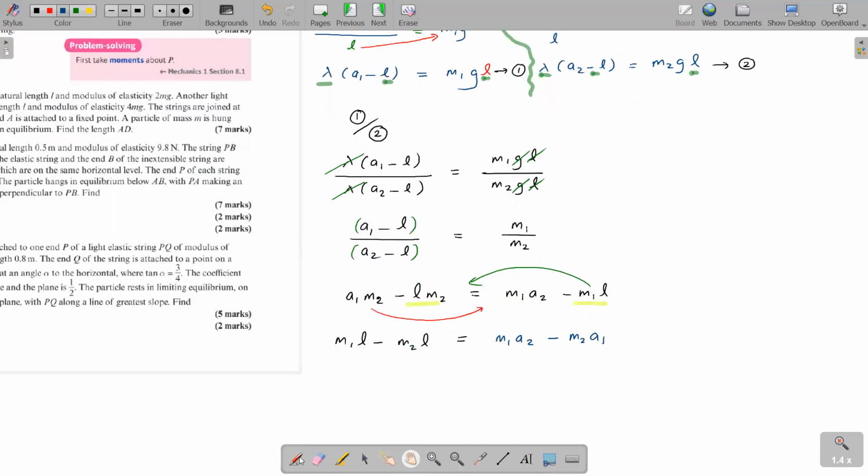Great. So I can take L out and I get (M1 minus M2) L equals M1A2 minus M2A1. So L equals (M1A2 minus M2A1) over (M1 minus M2). So this is the natural length. Agreed?